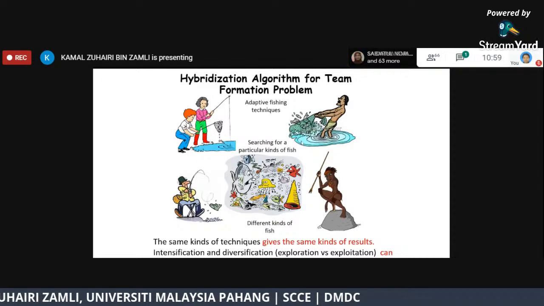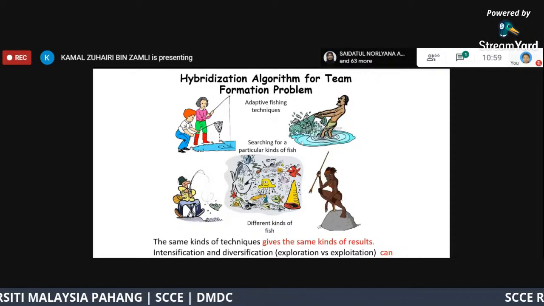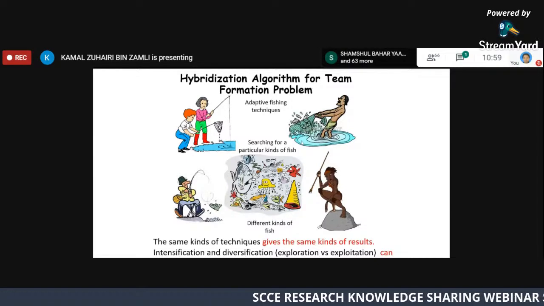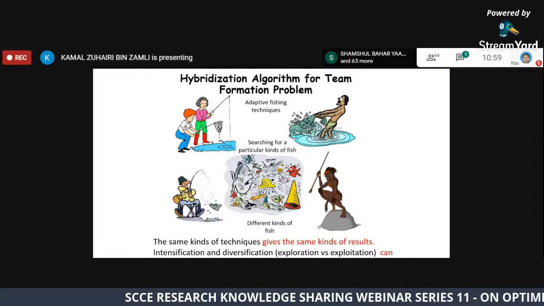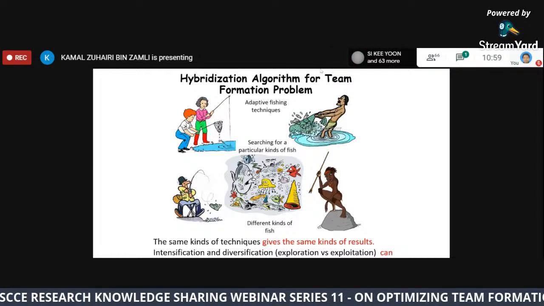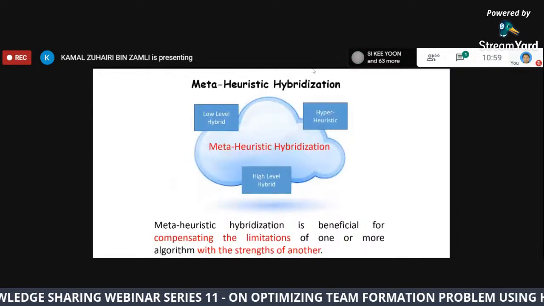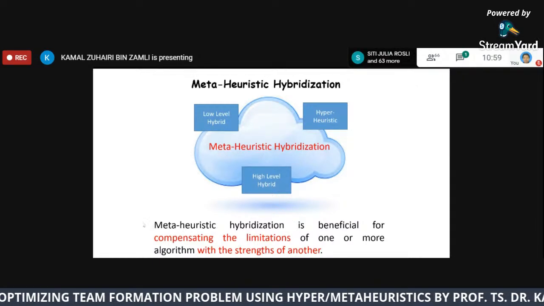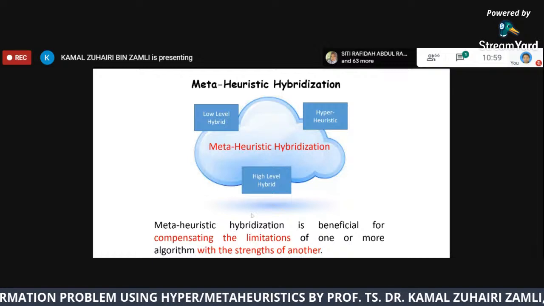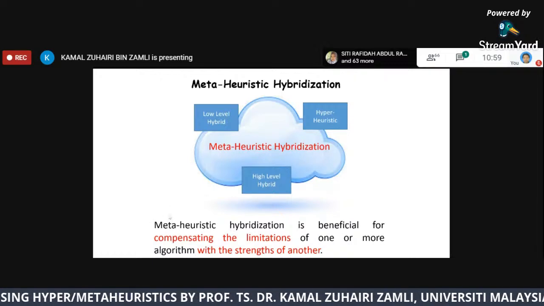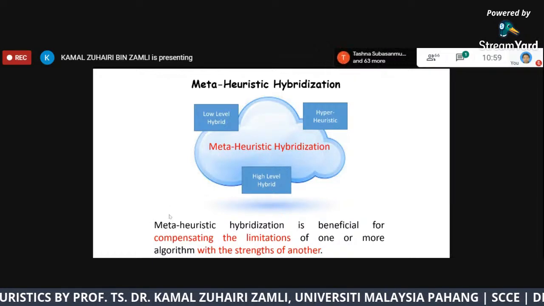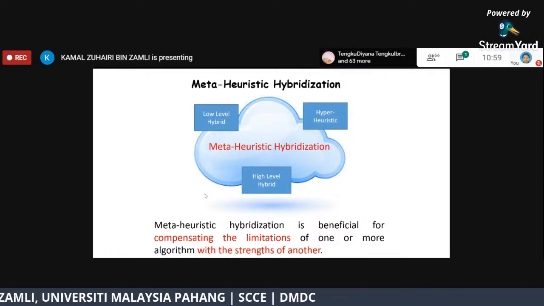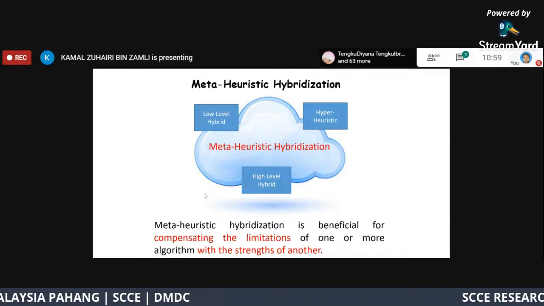For example, if I go to the lake and use only one type of fishing equipment, I may get only one kind of fish. But if I use different equipment, I may get a different type of fish. So the idea of hybrid is that the limitation of one algorithm can be compensated by the strength of the other algorithm. So this is the idea of hybrids. If people ask you why you do hybrid, it is because the limitation of an algorithm can be compensated by the strength of other algorithms.